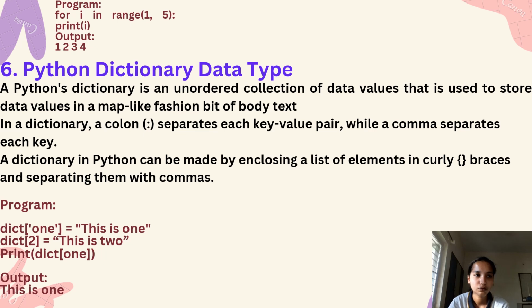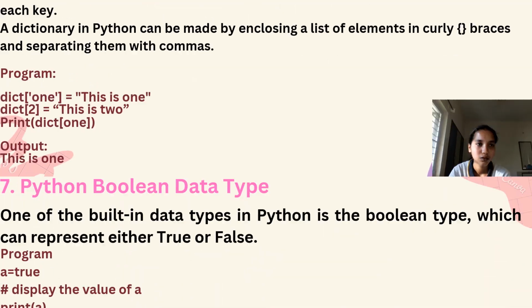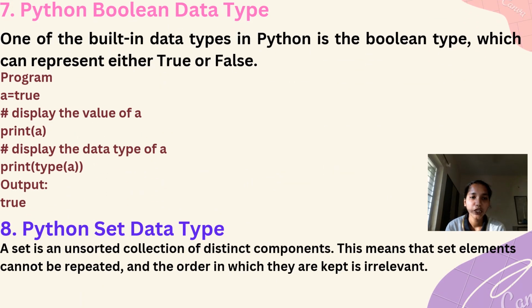Seventh, Boolean data type. One of the built-in data types in Python is the Boolean type, which can represent either true or false. Program: a = true. Display the value of a: print a. Display the data type of a: print type a. Output: true.